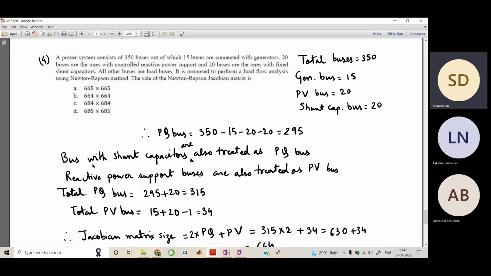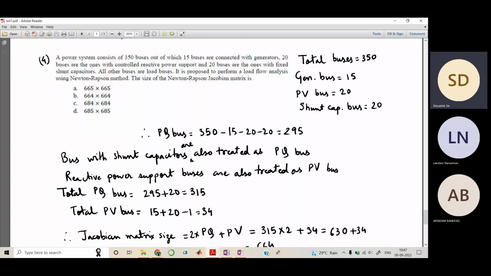So here you can see that I have written these, which are to be considered. They have told us that there are 20 buses which are fixed with shunt capacitors. So buses with shunt capacitors are also to be treated as load buses or PQ buses. And buses with reactive power control are treated as PV buses.